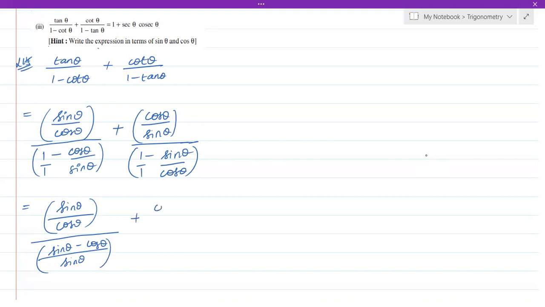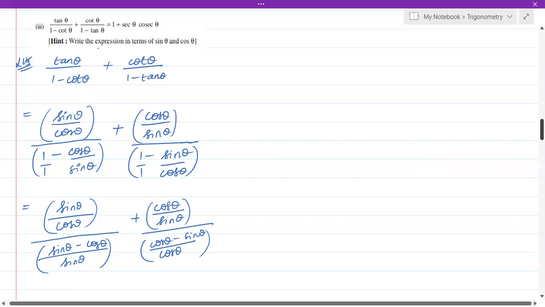Same thing we'll do here. Cos theta by sin theta. Again, 1 into cos theta is cos theta, 1 into cos theta minus 1 into sin theta is sin theta. First multiply the denominators, then crisscross. That's what we have done.